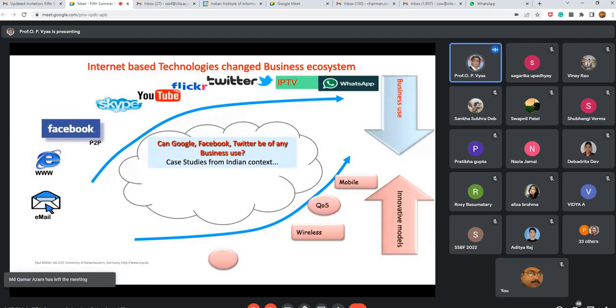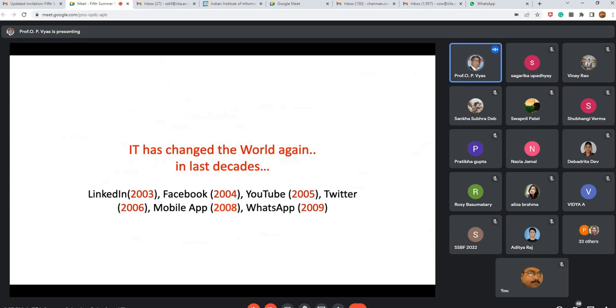But the thing is, can Google, Facebook, Twitter have any business use? Because you should also have a strong sense of chronology in your mind when I say that IT has changed the world again. Why again? Because first it started to change when the internet was born long, long back. 30 to 40 years have now passed since we already had the internet. But these technologies, which started from 2003, LinkedIn, Facebook, YouTube, Twitter, mobile apps, and WhatsApp, you can realize that they are very recent developments.